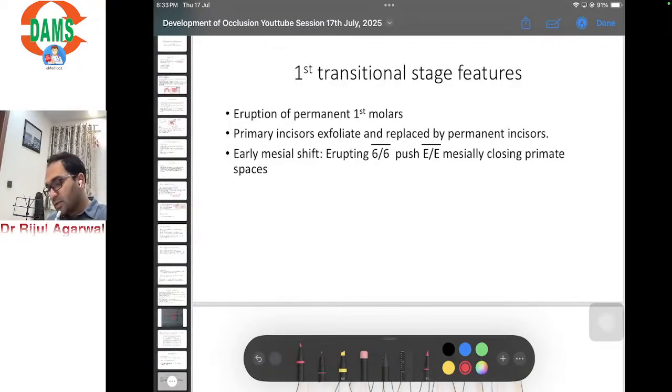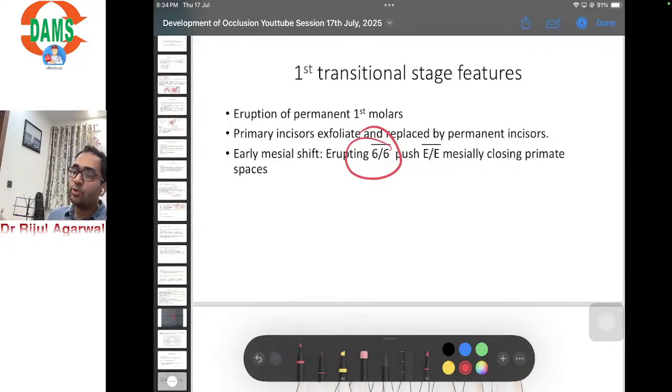Why does the permanent molar push them? As I told you, nature has a tendency to make the molar relation class 1. So, using this primate space, the lower permanent first molars push on the lower E's so that the first molars can shift in the forward direction and become class 1. Whereas in the upper arch, the primate space is utilized for the erupting permanent incisors, because they are very large mesiodistally as compared to the lower incisors. So they require more space, as compared to the lower incisors.